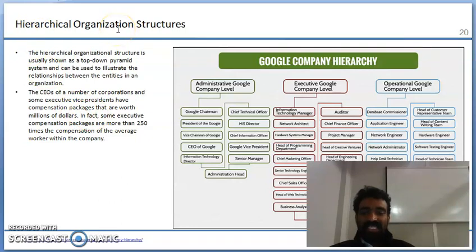And the hierarchical organization structure, this is the hierarchical organization structure of Google. It has different sectors: administrative, executive, and operational levels. And in this, there are the manager, the president, the vice president. This goes through the hierarchy.